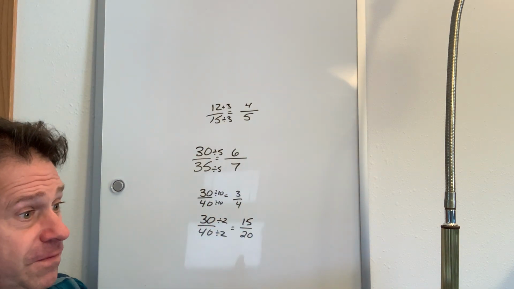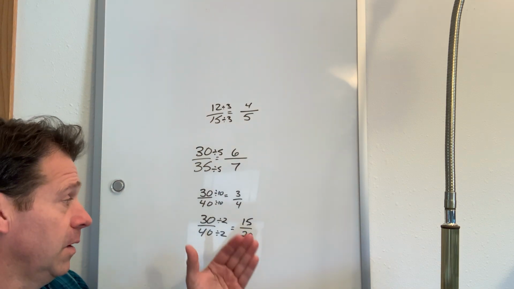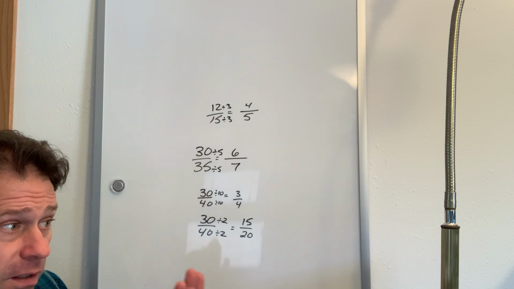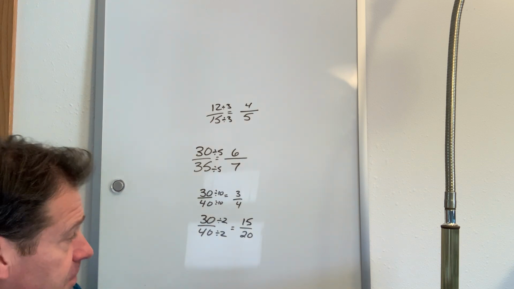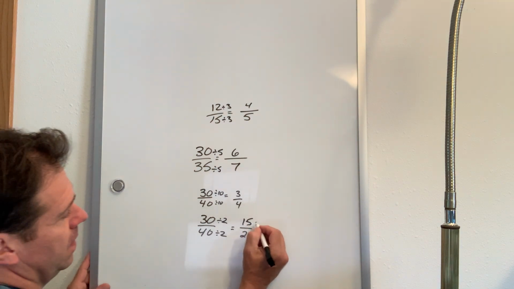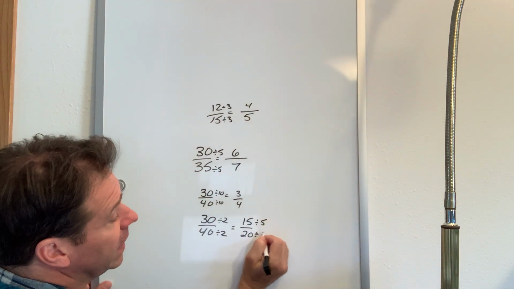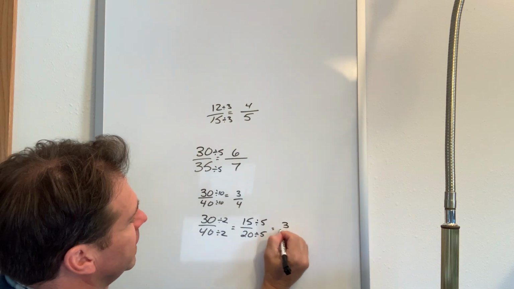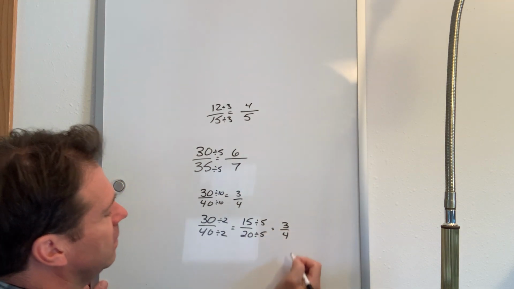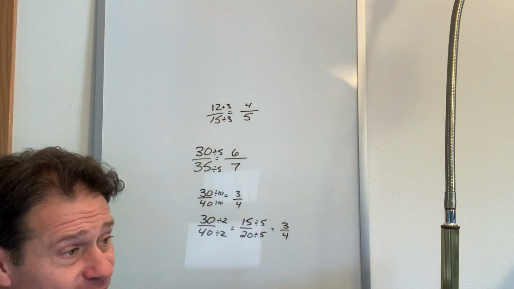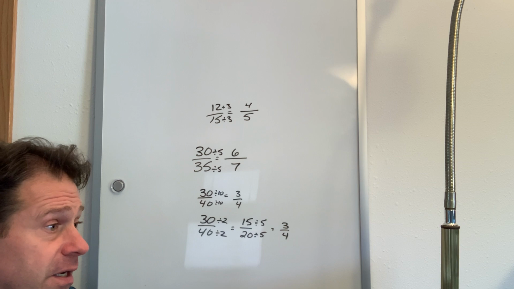Then you have to ask yourself this question. What goes into both 15 and 20? If it's only 1, then you're done. It's simplified. But actually, 5 goes into both. So then you have to keep going until you get to the point where it's just 1. So this becomes 3/4. It doesn't matter how you get there as long as you get there.